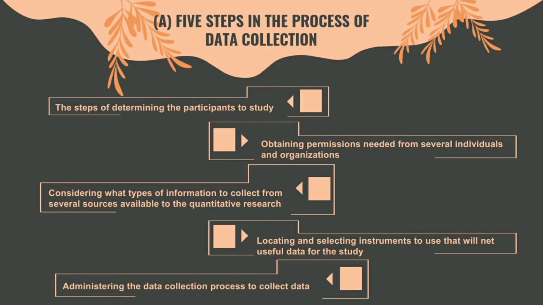There are 5 steps in the process of data collection. The first is determining the participants to study. The second is obtaining permissions needed from several individuals and organizations. The third is considering what types of information to collect from several sources available to the quantitative research. Fourth is locating and selecting instruments that will net useful data for the study. And the last is administering the data collection process to collect data.